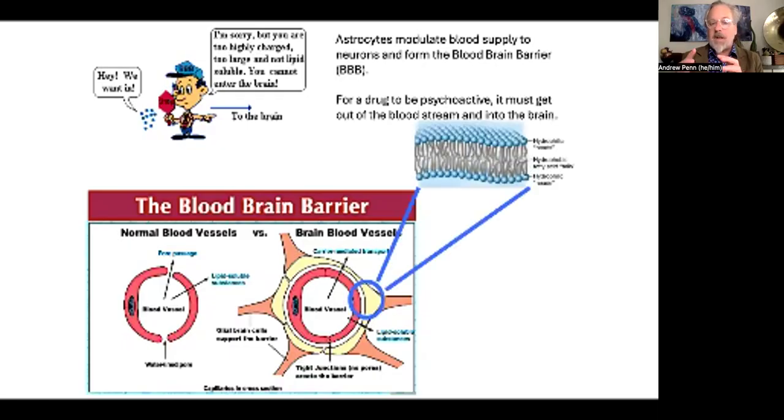And these are lipid layers. That means that drugs that pass through lipid layers easily, drugs that are known as lipophilic drugs, will pass out of the bloodstream and into the brain more quickly because they'll pass through that.